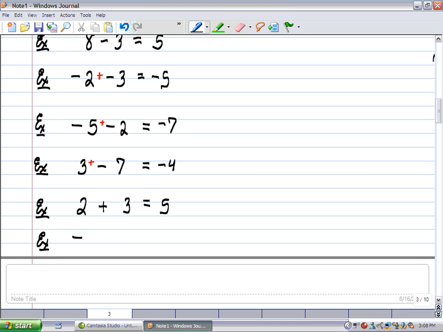If I have -4 minus -2, what's going to happen to this little minus? He's going to do a little flip, right into a plus. Now I have a plus problem again. -4 plus 2 is -2. So I can change all of the subtraction problems into addition problems of negatives.